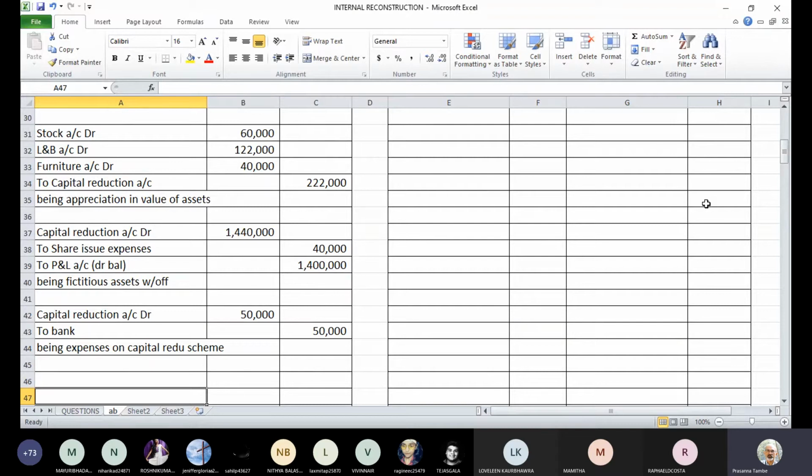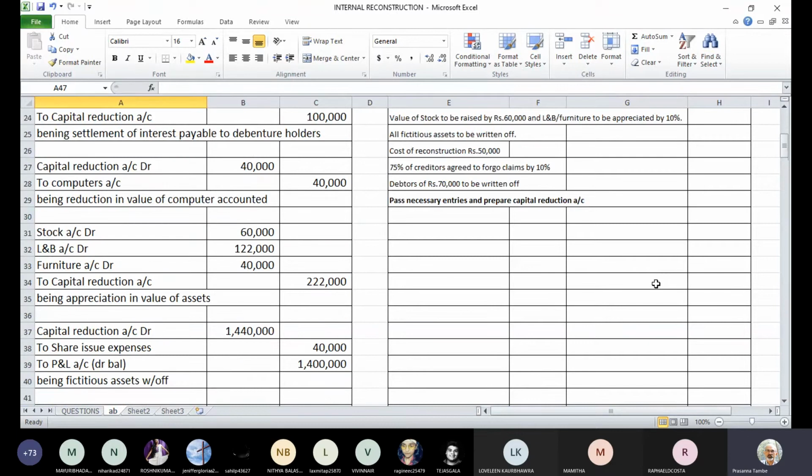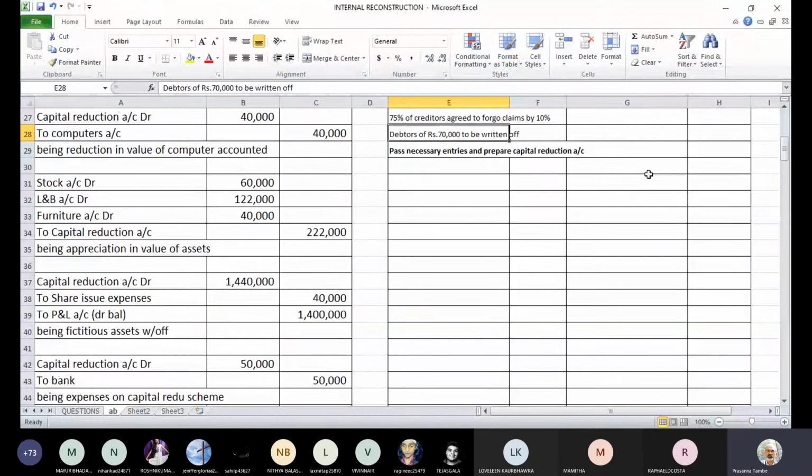Expenses on capital reduction scheme, which are 50,000, these are paid up, and these are charged to capital reduction account. These are to be written off in that particular account. 75% of the creditors agreed to forgo the claims by 10%, and the last adjustment is debtors to be written off for 70,000. We'll first pass the adjustment for debtors and then we'll go to the creditors.